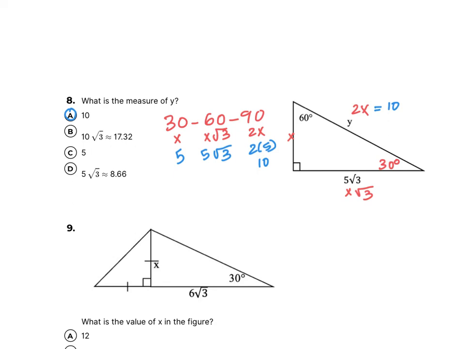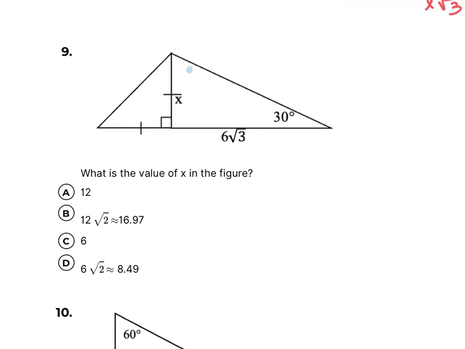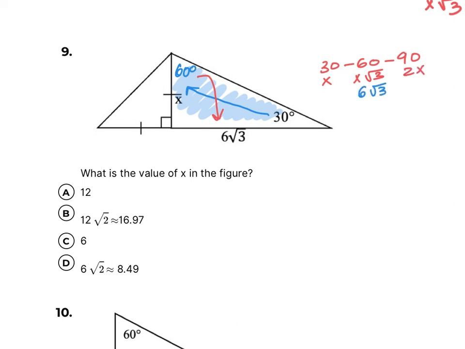So the hypotenuse is going to be 10. Now if you move on to number 9, you're supposed to find the value of x, so focus only on this triangle. The side opposite the 30 is x, and the side opposite the 60 degree is going to be 6 root 3. So according to the pattern, if this is x root 3, and this is 2x. If the side opposite the 60 is 6 root 3, that means x is 6. So then the answer for this question is 6.